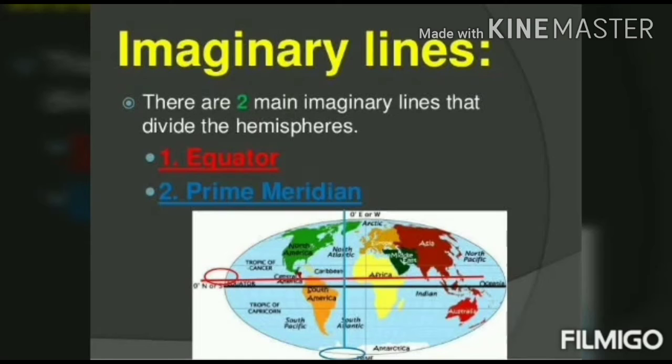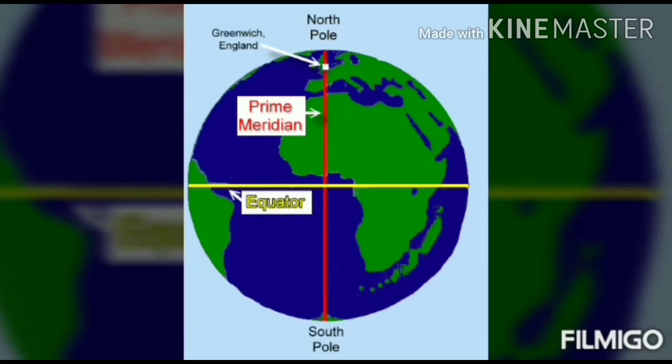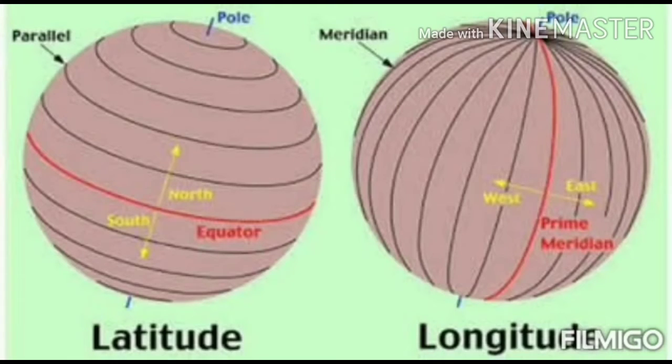See, in this picture, the horizontal line is called the equator and the vertical line is called the prime meridian. Here you can see the lines parallel to the equator are called latitudes, and the lines parallel to the prime meridian are called longitudes. I hope, students, it is very clear to you, and next we can learn about latitudes in brief.